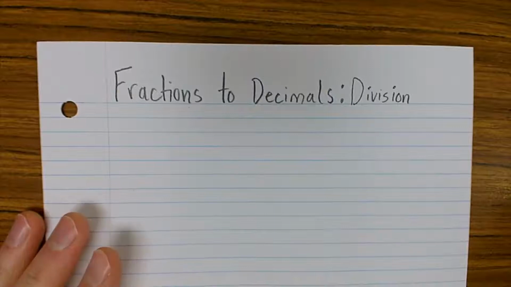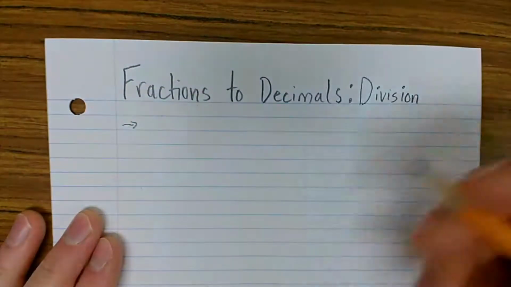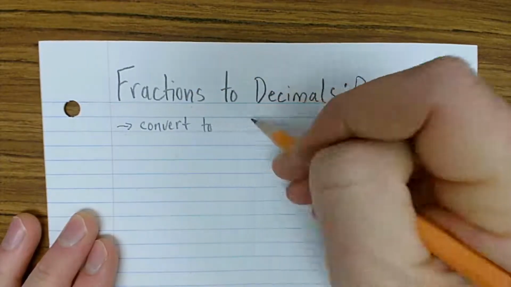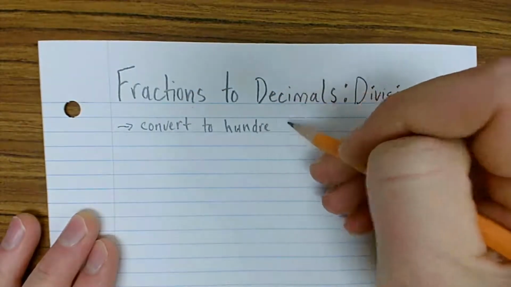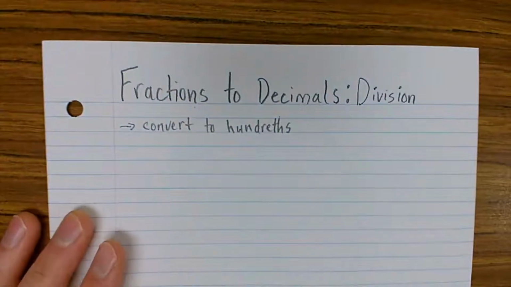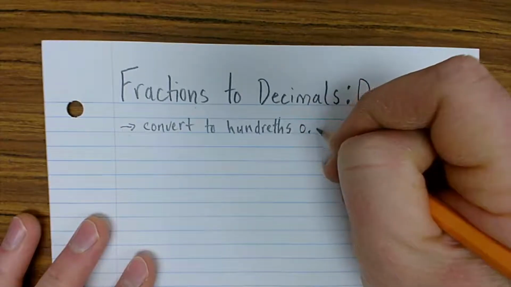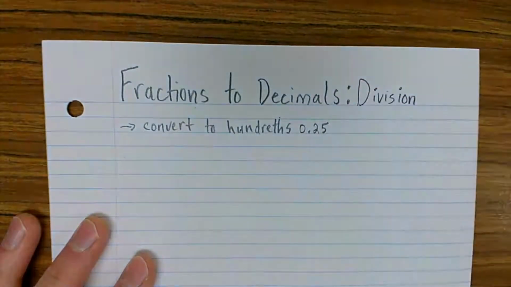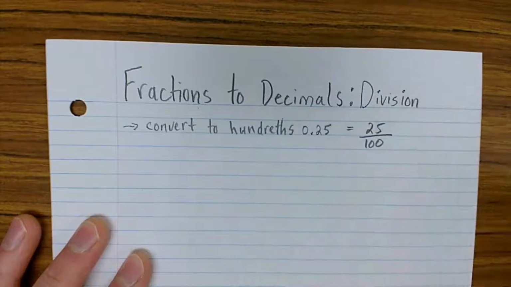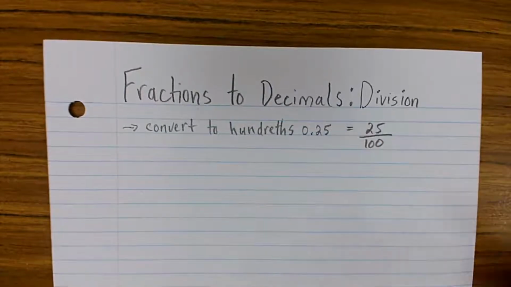So the first thing I want to say is when we're converting fractions to decimals in grade 6, we just go to hundredths. So convert to hundredths. An example of that would be 0 and 25 hundredths, which is equivalent to 25 over 100. When we're doing the division, we just go to the hundredths place value.